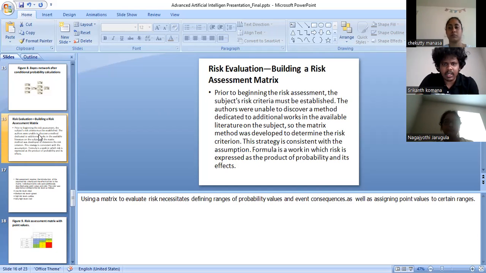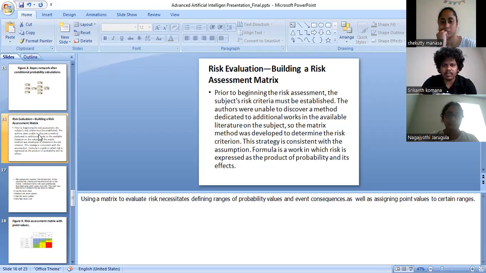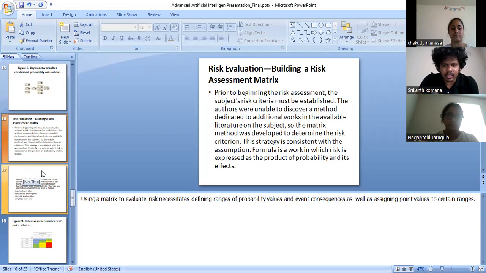Risk evaluation: building the risk assessment matrix. Prior to beginning the risk assessment, the subject's risk criteria must be established. The authors were unable to discover a method for additional works in the available literature on the subject. So a matrix method was developed to determine the risk. This strategy is consistent with the assumption that risk is expressed as the product of probability and its consequences. Using a risk evaluation matrix, a range of probability values and consequences is defined, as well as assigning point values to certain ranges.